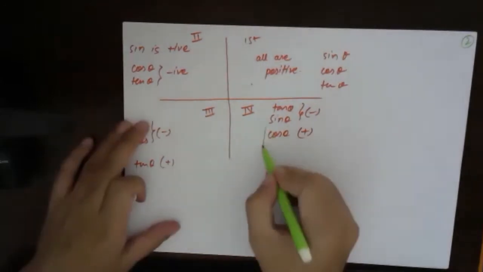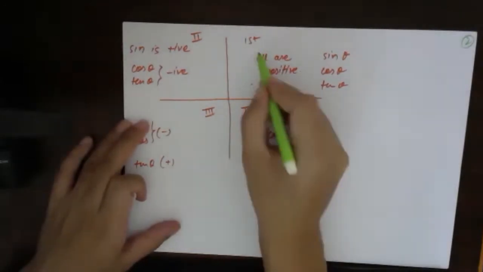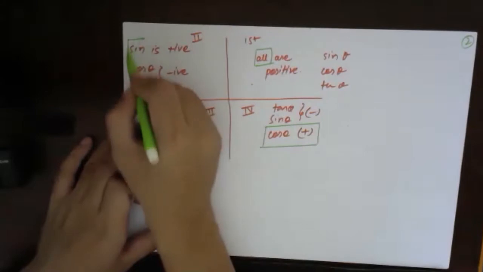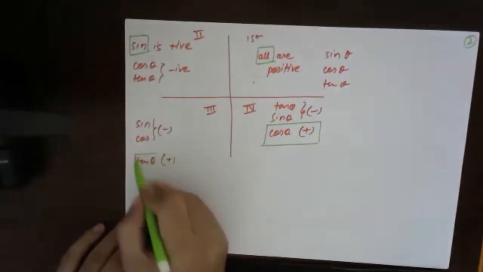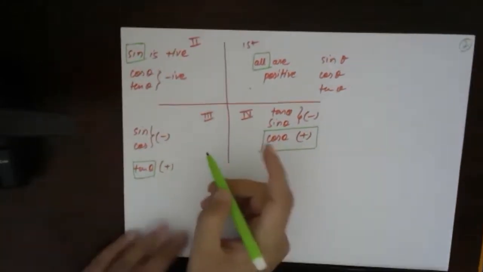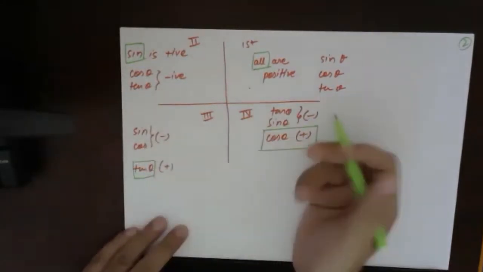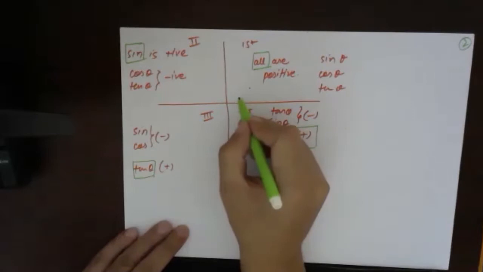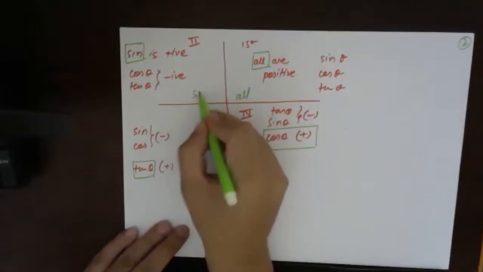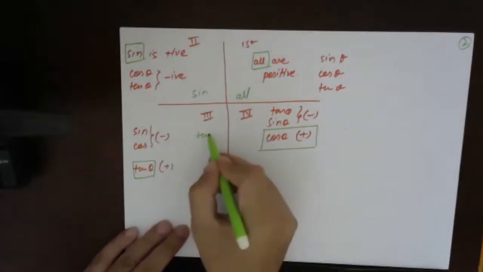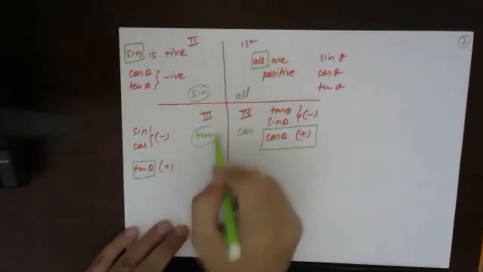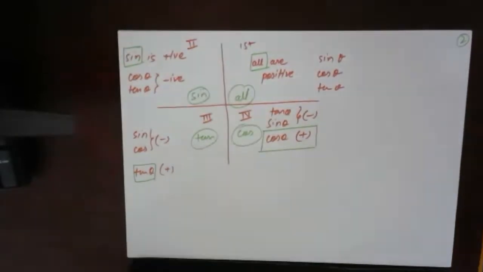So here we have only cos, here we have all, here we have sine, and here we have tan. Many of you remember this as all sine tan cos, all silver teacups, or whatever you want to say. So here we have all, this is sine, this is tan, and this is cos. I will also explain the meaning of this all sine tan cos, what is actually happening.